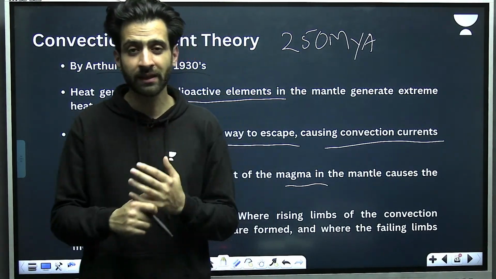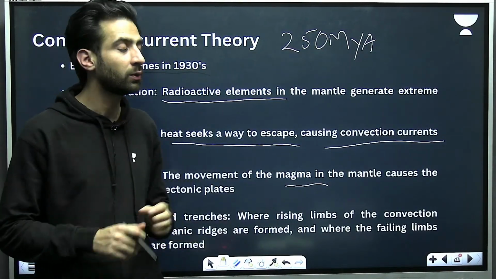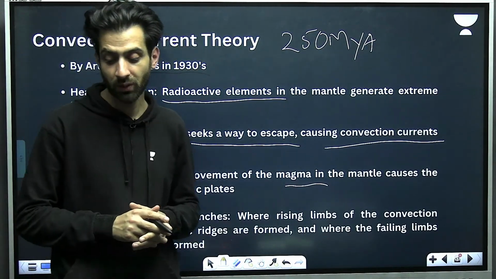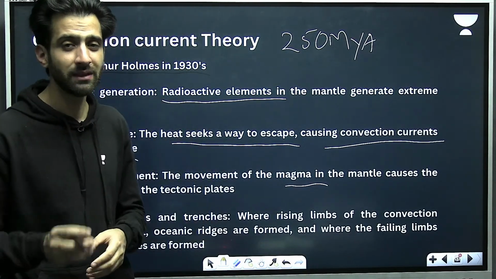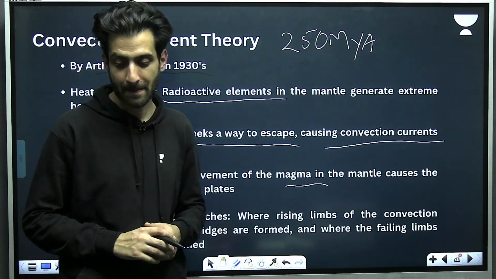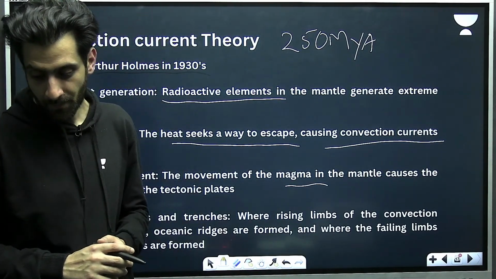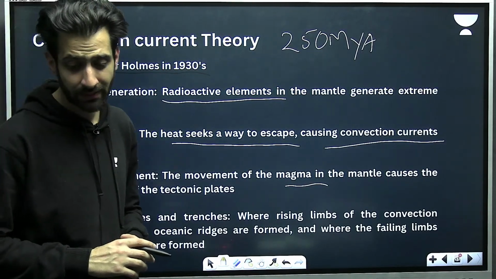That is about the continental drift theory and the convection current theory. We are done with these two theories. If you have any question, if you have any doubt in the two theories, you can ask me. Then we'll go to the third theory, that is the seafloor spreading. Any questions or anything?